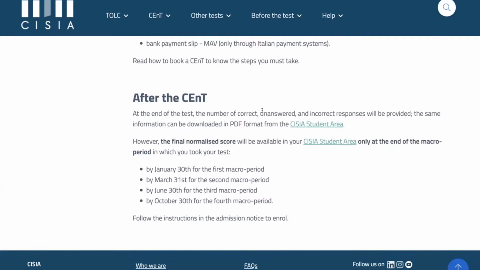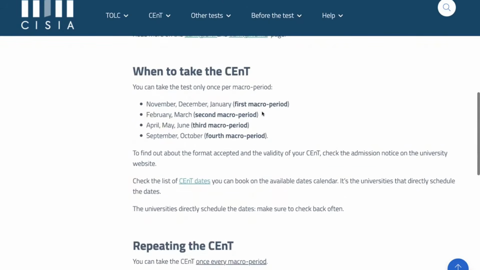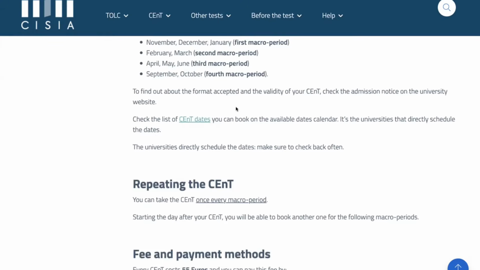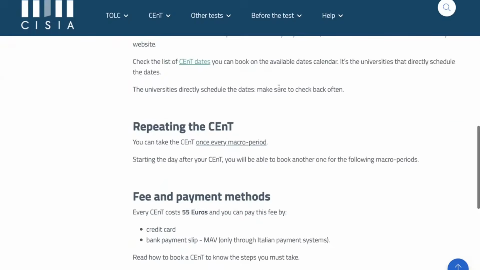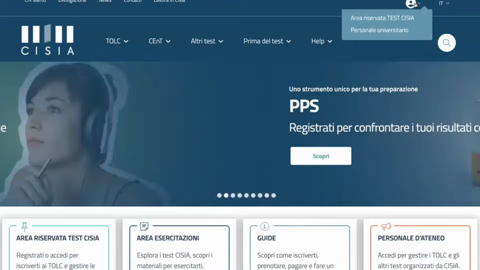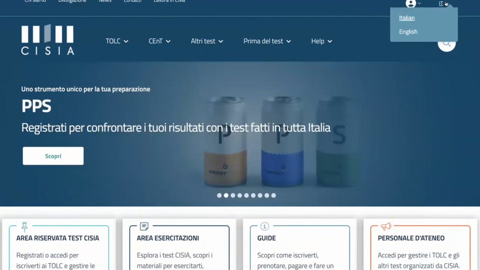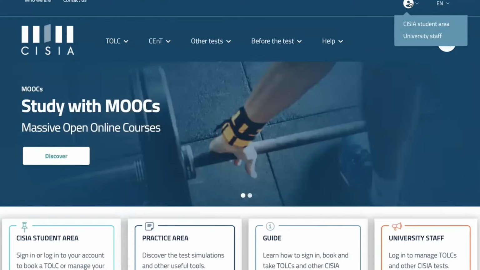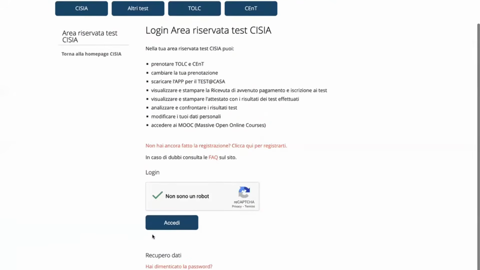All right, in order to book the test, you have to open an account in CISIA. So let me see if I can. All right, on the top right, right here, you will see CISIA student area. This is where you have to go. And here, if you already have an account, you just sign in. If you don't have an account, you have to sign up. So you have to create an account.